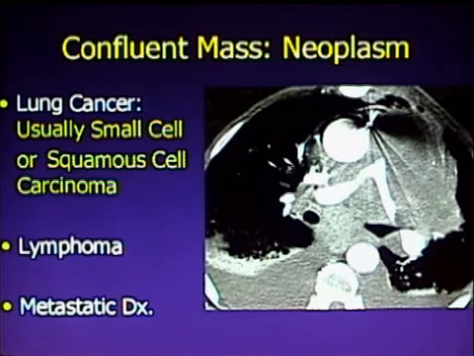But you can see how this has infiltrated the mediastinum, how it's encased the vessels. In fact, it's stretching and attenuating and narrowing the pulmonary arteries, which are being pulled and stretched and narrowed as they're encased by this small cell cancer. Lymphoma and metastatic disease are other causes for these large central masses.